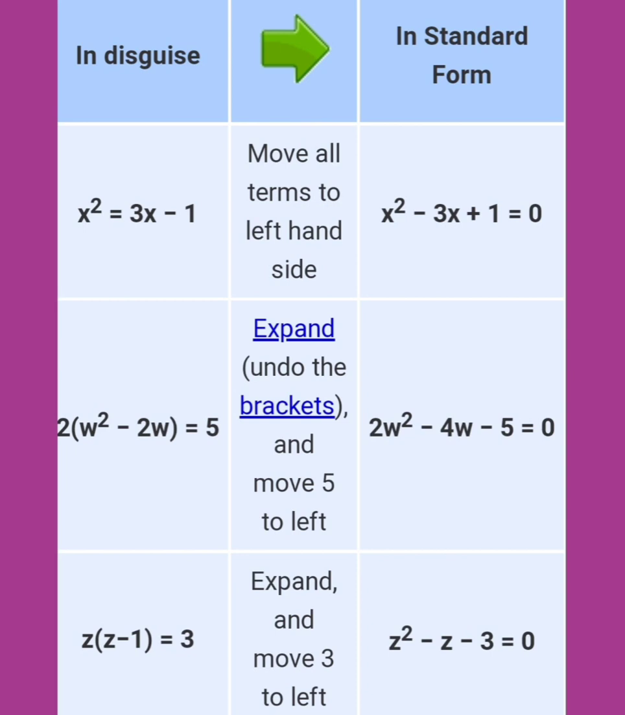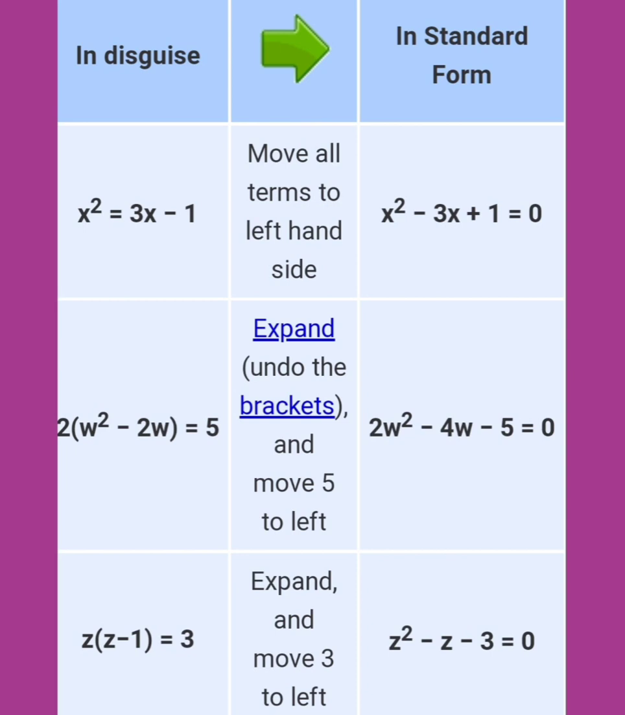Next, let us consider another equation, 2 into w square minus 2w is equal to 5. Again, it is not in the standard form, so you multiply and take that constant also to the left hand side. Then you get 2w square minus 4w minus 5 is equal to 0, where a is equal to 2, b is equal to minus 4 and c is equal to minus 5. Thus it is coming to the standard format of the quadratic equation.